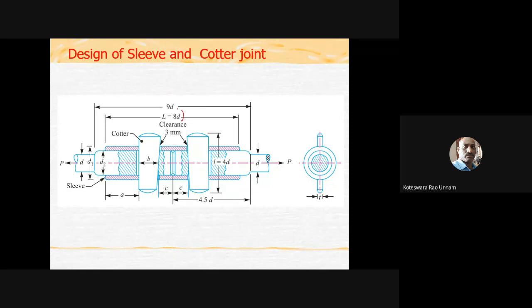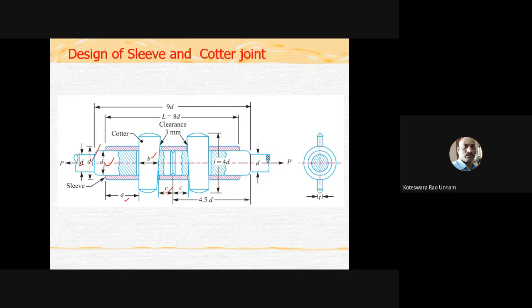Once you've done that, then for the remaining things, capital L, small l, these two dimensions, and even the total length of the joint, can all be picked from the empirical relations. For example, this dimension is 4.5d. So first we need to compute this value, then this value, then this value, and after that b, then we'll take up a or c. Then it will be over.